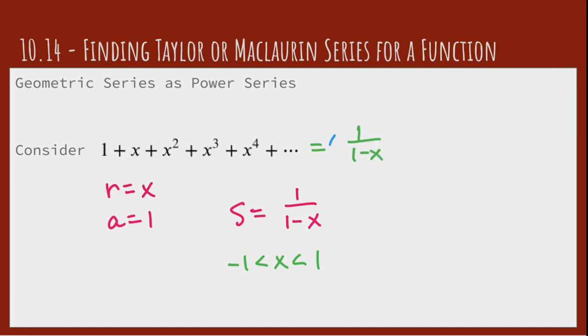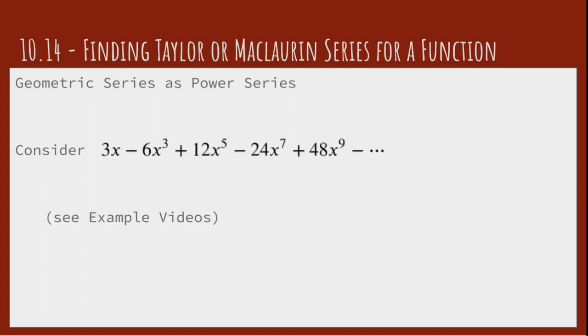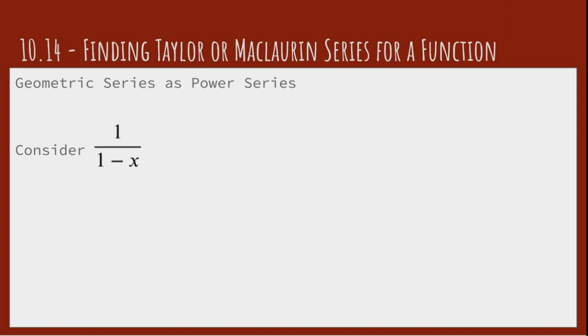So what we have here is a function on the right side of this equal sign that is equal to this infinite polynomial right here. And it turns out that that infinite polynomial on the left is the Maclaurin series for the function on the right. So we can expand this into other geometric series, which I'm going to do in an example video, but this series on the screen is a geometric series. The first term is 3x, the common ratio is -2x squared, and so we can use that to find a function that this is a geometric series or a Maclaurin series for.